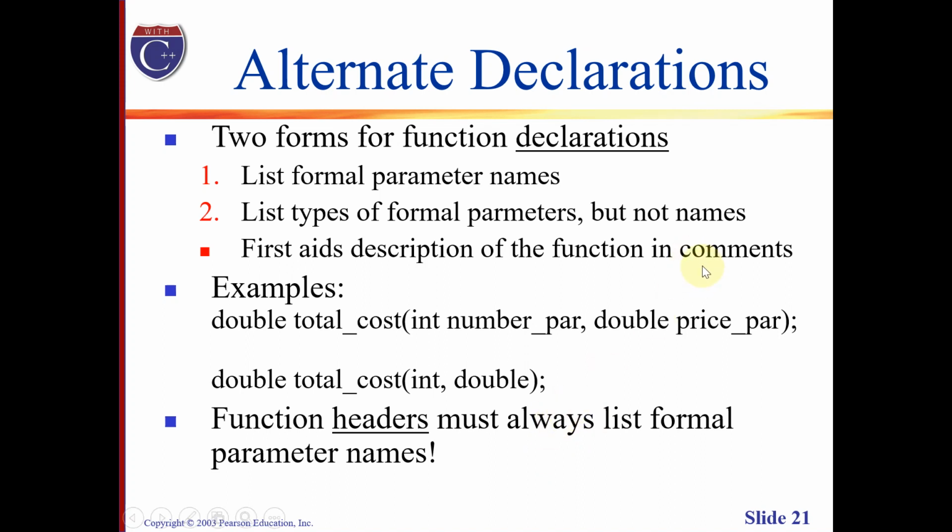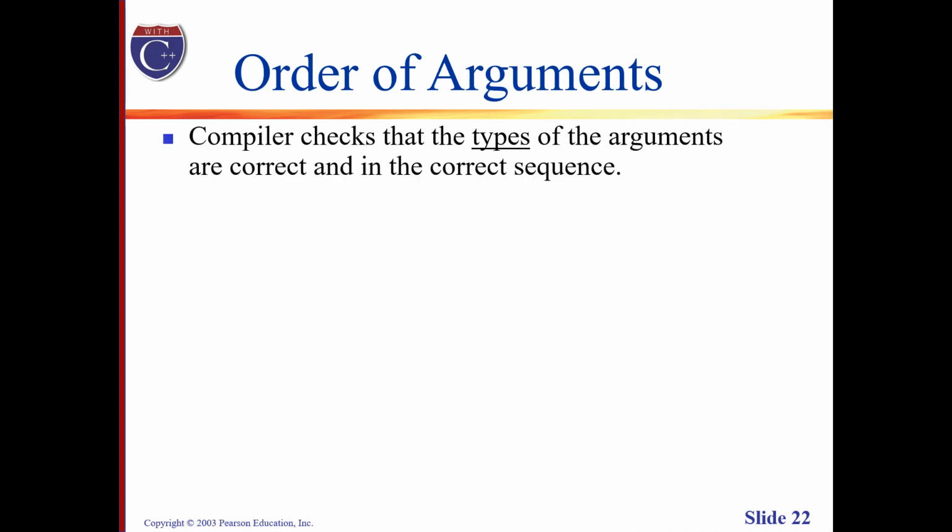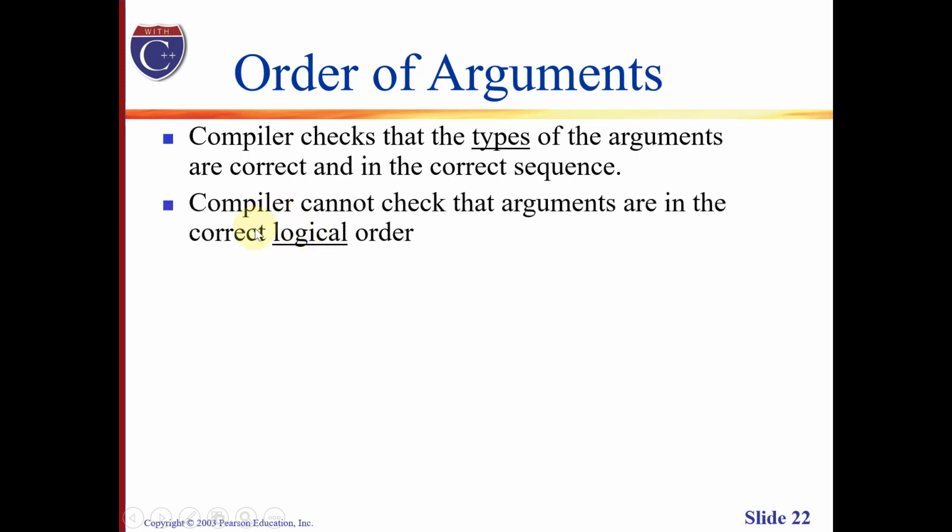Here's an example why it is important. First is the order of arguments. The compiler will check that the types of the arguments are correct and in the correct sequence. However, the compiler cannot check that arguments are in the correct logical order. This is why it is important that we indicate the names of our formal parameters, to avoid confusion on our part, which would result in a logical error.